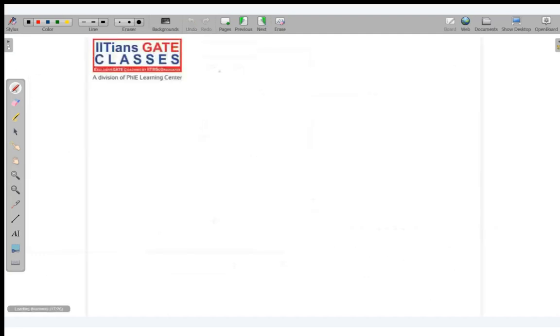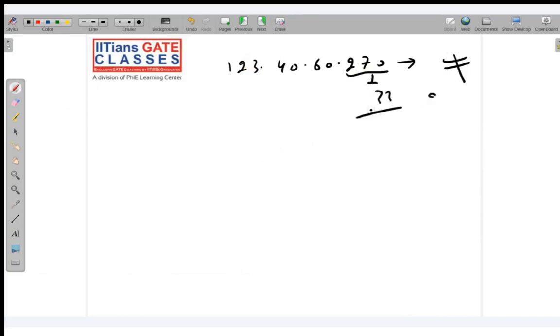So if I write 123.40.60.270, is it a valid IP address? There are 4 octets, but no, it is not valid. Why? Because we have got this 270, and the maximum is 255 only. 270 is not allowed. So this is an invalid IP address.